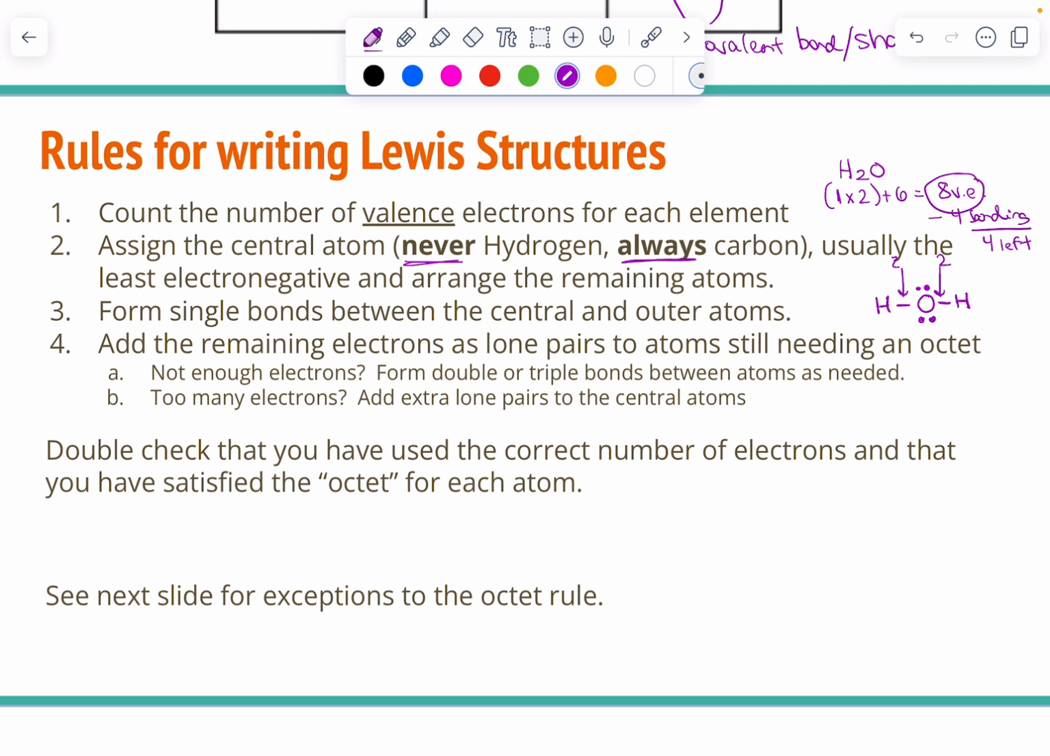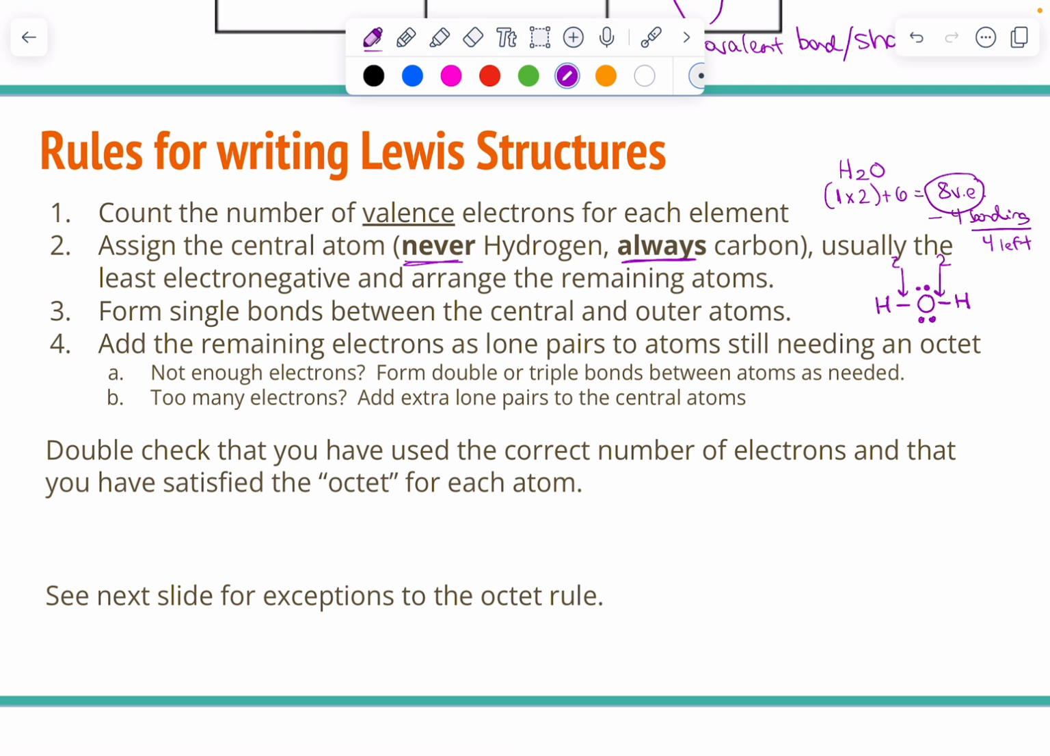Now, there are cases where we might not have enough electrons, for example. As we add the remaining electrons as lone pairs, we realize that we've run out before we've added all the lone pairs we need. When that happens, we're going to form double or triple bonds, and we will represent those with double lines or triple lines in between the atoms, and each line still represents a pair of electrons.